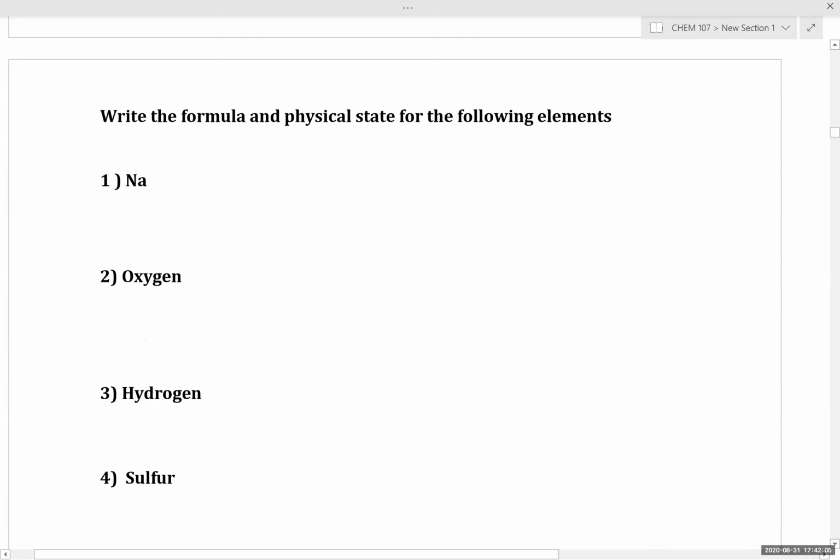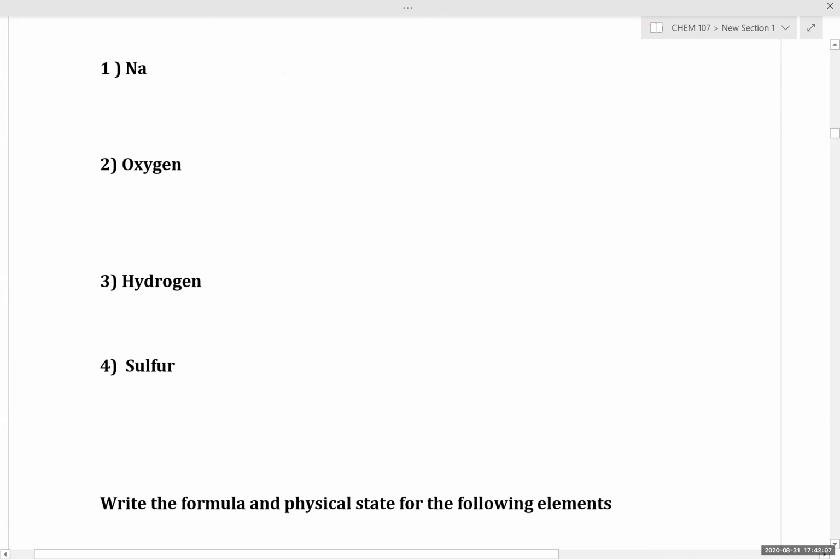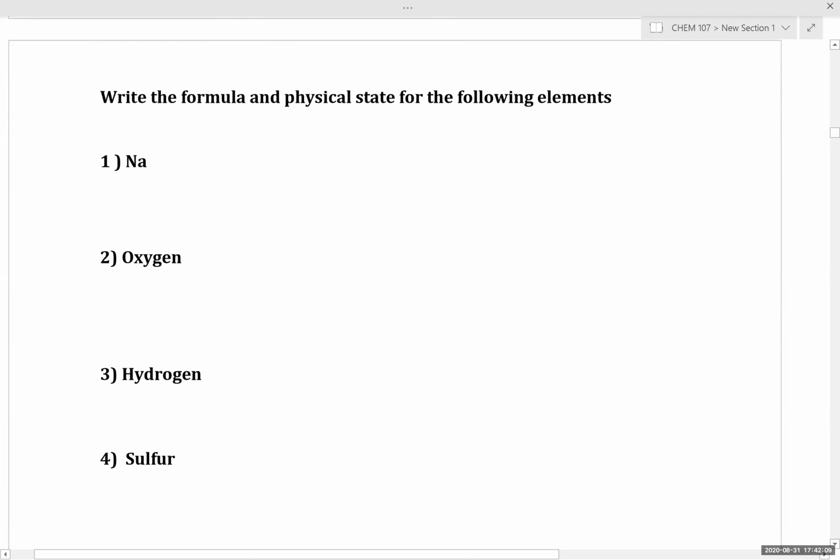Let's take a moment and try to write the formula and physical state for the following elements. I'll start us off here. First and foremost, Na. This is referring to sodium. We know that it's a metal. For metals, metals exist as atomic elements and are solids at room temperature in the majority of cases.